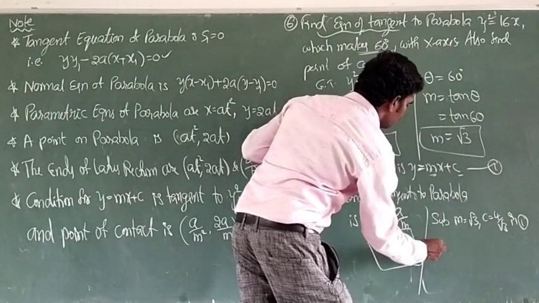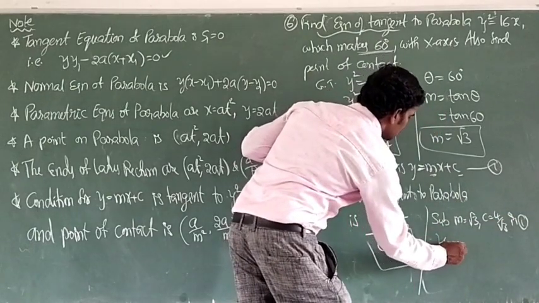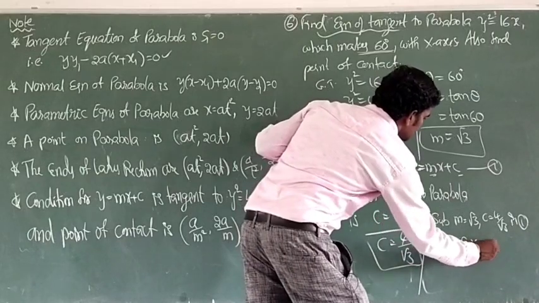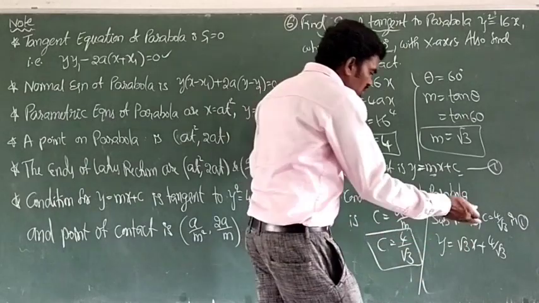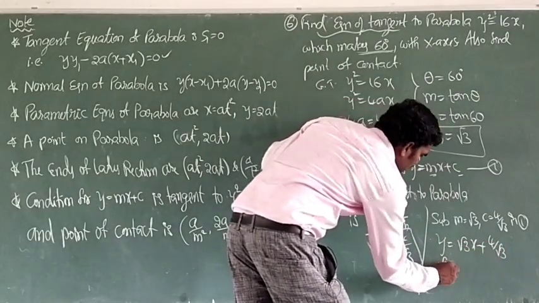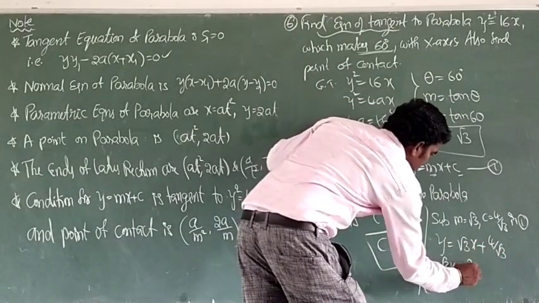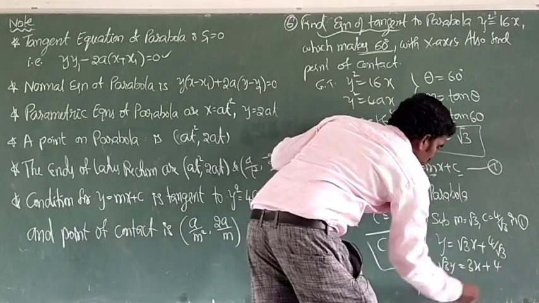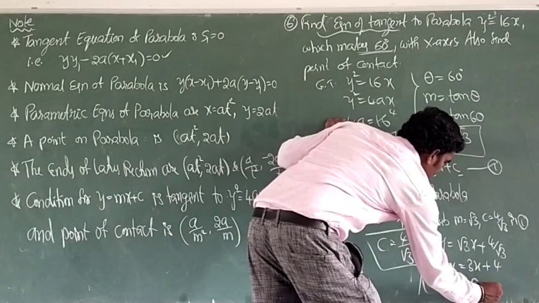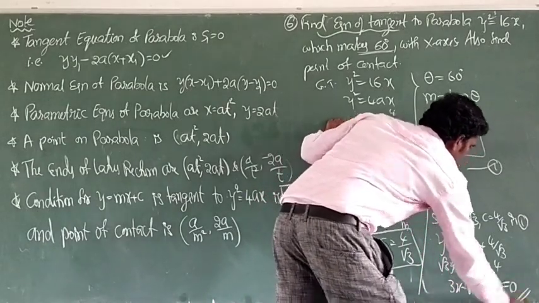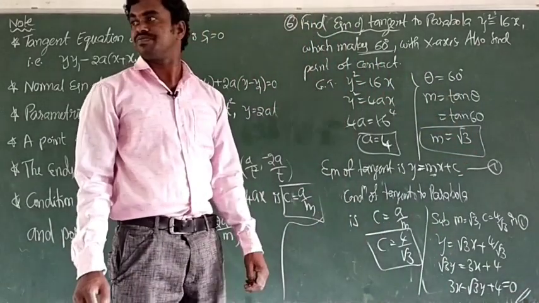So then equation 1 becomes y equal to m, that is root 3, into x plus c, that is 4 by root 3. So this is the tangent equation, and if you simplify, root 3 into y, root 3y, is equal to root 3 into root 3x, that is 3x, plus 4. Okay, so now 3x minus root 3y plus 4 equals 0. So this is the required tangent equation.